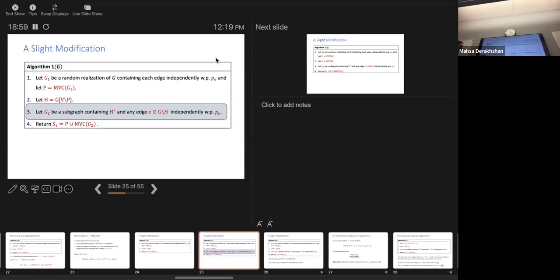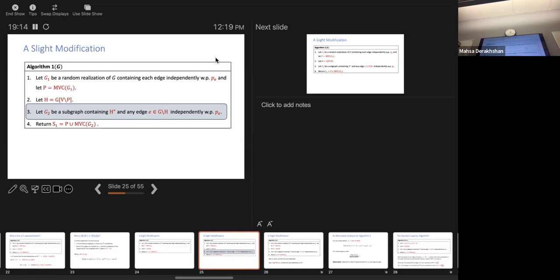So G1 and G2 are from the same distribution as G star, the actualization. And as a result, the minimum vertex cover also comes from the same distribution as opt, and clearly that will give us a 2 approximation.